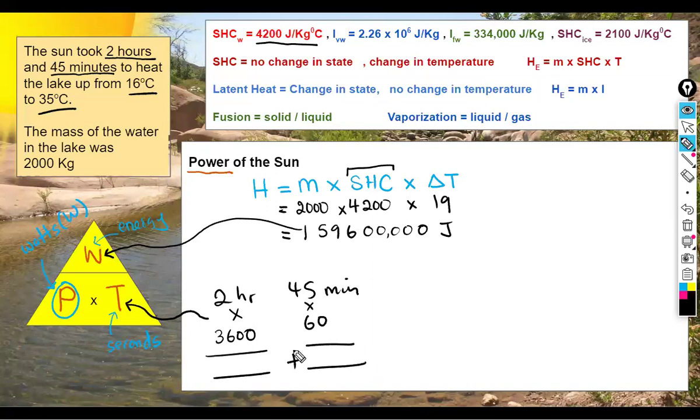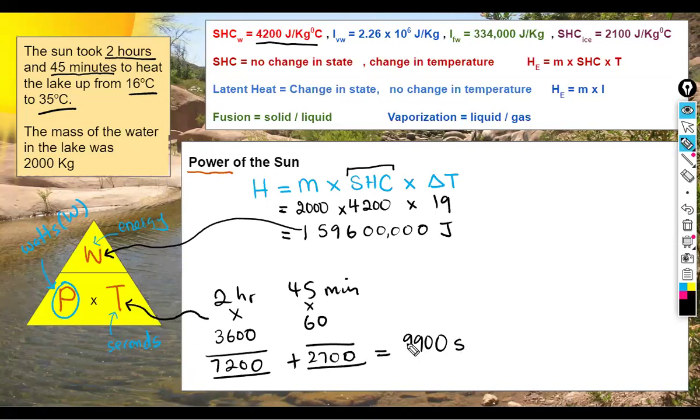So all we have to do now is multiply. This is basic maths. 2 by 3,600 is 7,200 seconds, and 45 by 60 is 2,700 seconds. Add up these two and you get the total amount of seconds. Anybody can agree with this? That's how many seconds it took. 2 hours and 45 minutes is really 9,900 seconds.